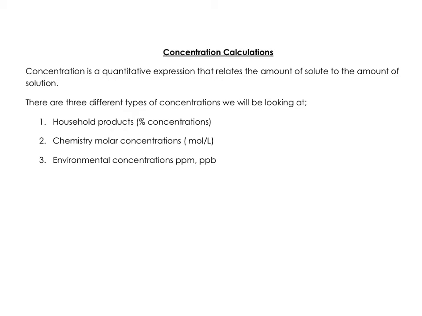Concentration calculations. Concentration is a quantitative expression, a measurement, that relates the amount of solute to the amount of solution. There are three different types of concentrations we're going to look at. The regular household products, the stuff that you can buy in the grocery store or at the drugstore. Chemistry, molar concentration, which is what I usually deal with as a chemistry teacher or somebody working in a lab would deal with. And then we have environmental concentrations such as parts per million or parts per billion. Anybody working in the environmental field or an analytical chemist would be using these values.